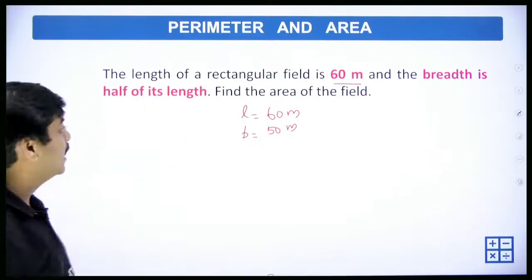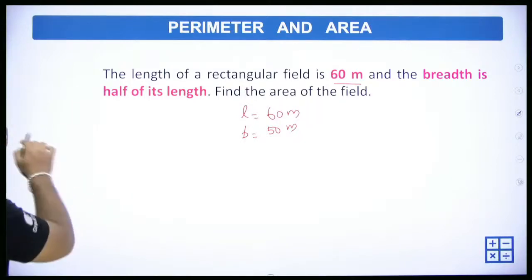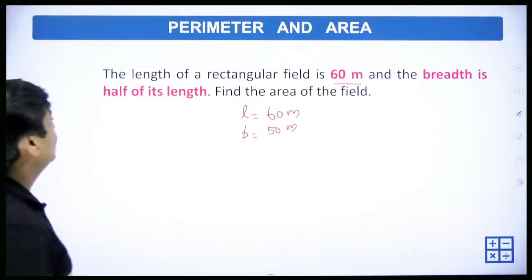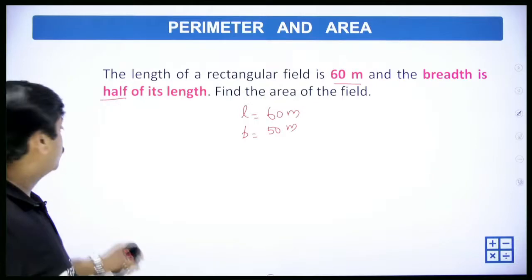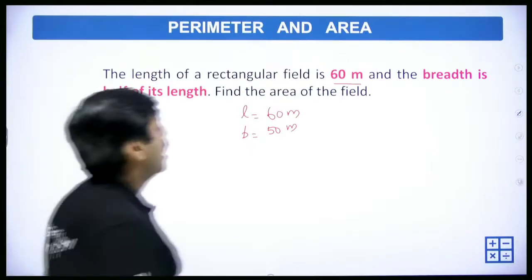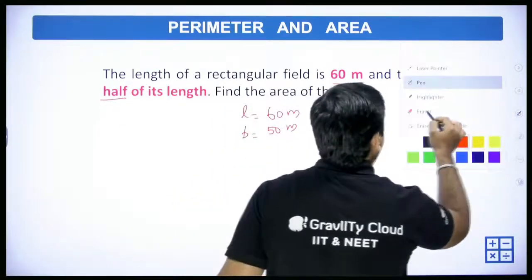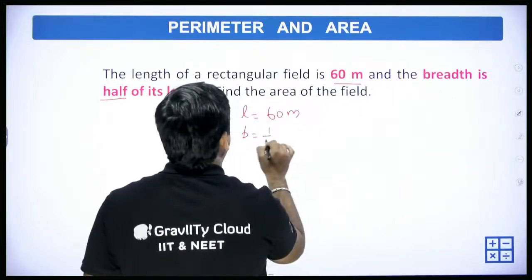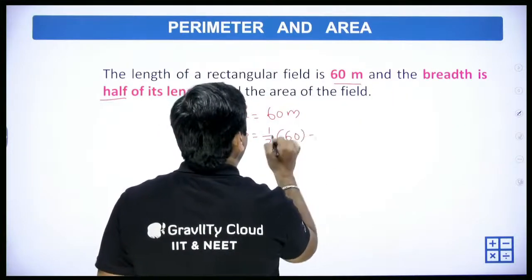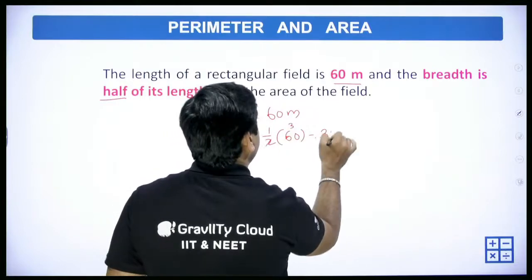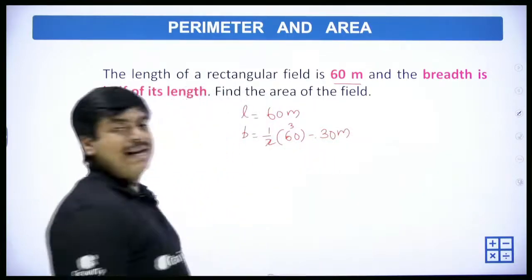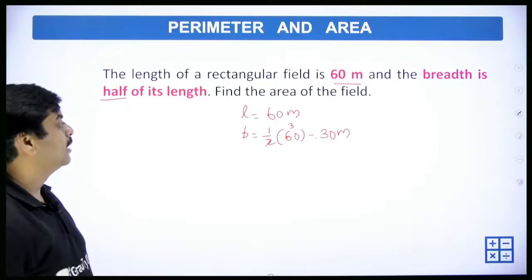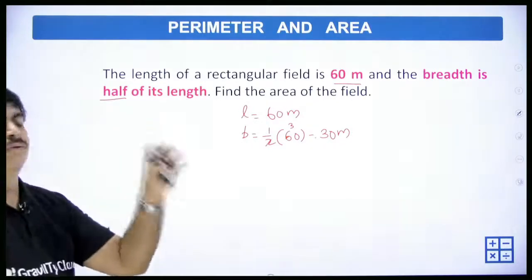So once again, let me check that. The length of the rectangular field is 60 meters and the breadth is half. Half means not 50, I'm so sorry. Half means half of the length, which is half of 60, which is 30 meters. Length is 60 meters and breadth is 30 meters. Find the area of the field.